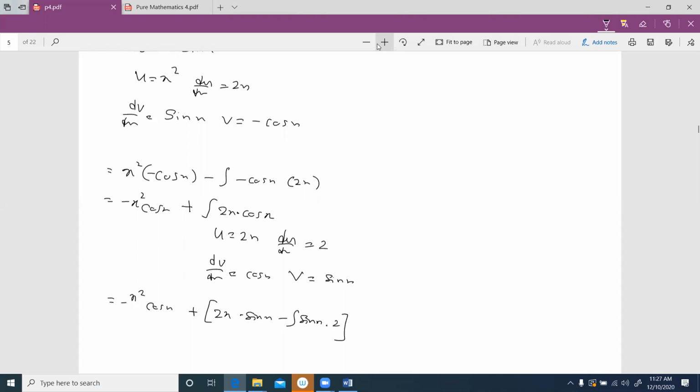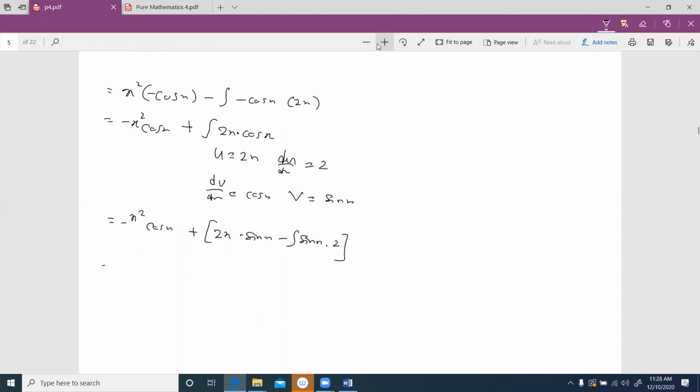Then you can work out minus x squared cos x plus 2x sin x minus 2 times the integration of sin x, which is minus cos x, plus c. So you can write the final answer: minus x squared cos x plus 2x sin x plus 2 cos x plus c. That's a way of doing that kind of question.